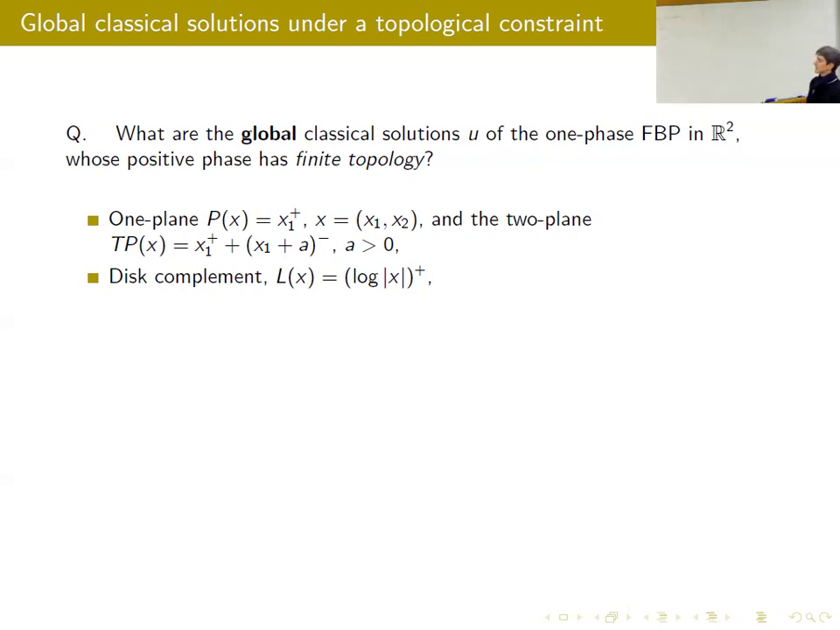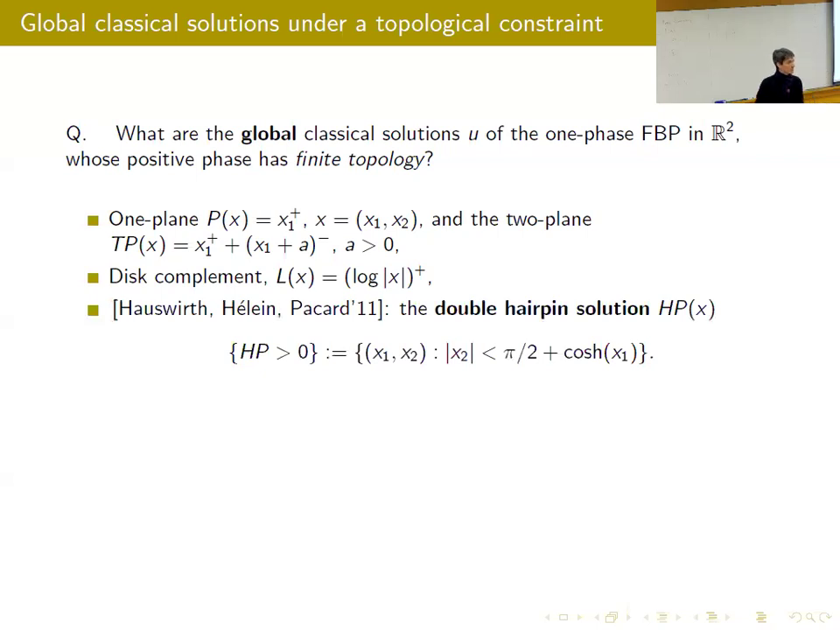Well, the development in the subject really was accelerated in 2011 by a paper by Hauswirth, Hélein, and Pacard, in which they constructed a new, previously unknown solution, which we call the double hairpin solution. It's a solution whose positive phase is bounded by 2 catenaries.